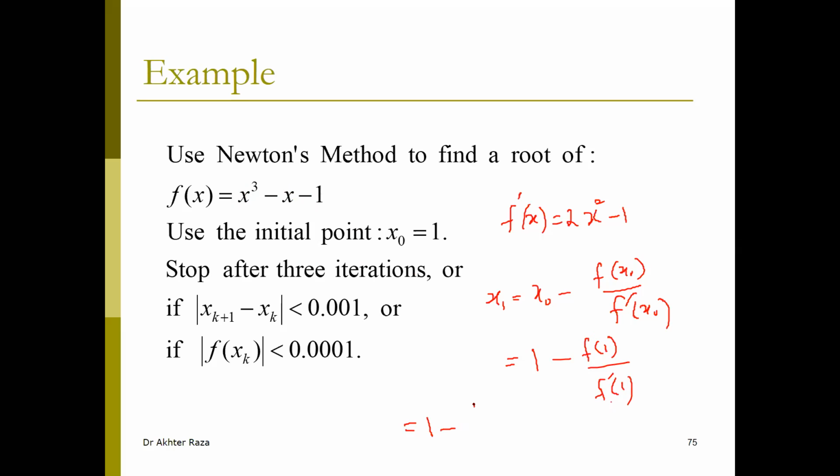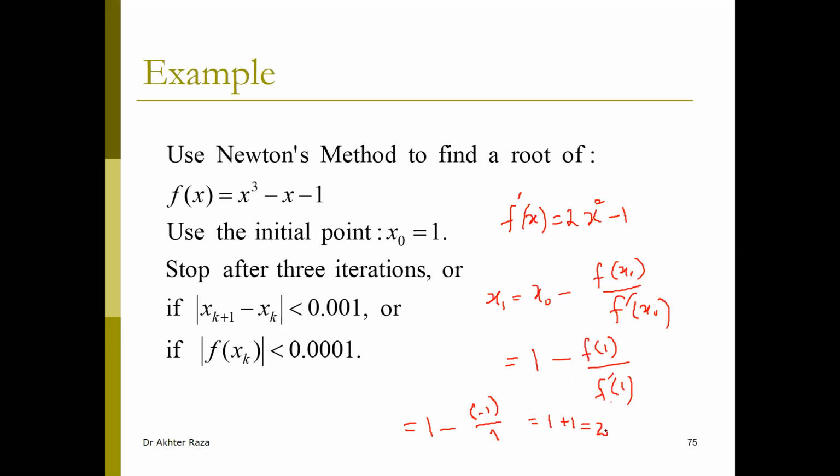So we have a minus 1 here in the numerator. And in the denominator, we have to plug in 1 in the derivative. The derivative is this, so the value of the derivative at 1: 2 into 1 square is 2. So 2 minus 1 becomes 1. So we have 1 here. And that is equal to 1 plus 1. According to the calculation, it is 2.